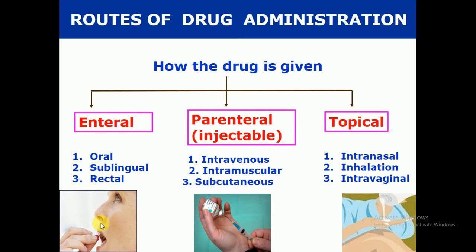So it is clear from the diagram. The parenteral route is further divided into three. The first one is intravenous route, the second one is intramuscular, the third one is subcutaneous. Topical route includes intranasal route, inhalational route, and intravaginal route.